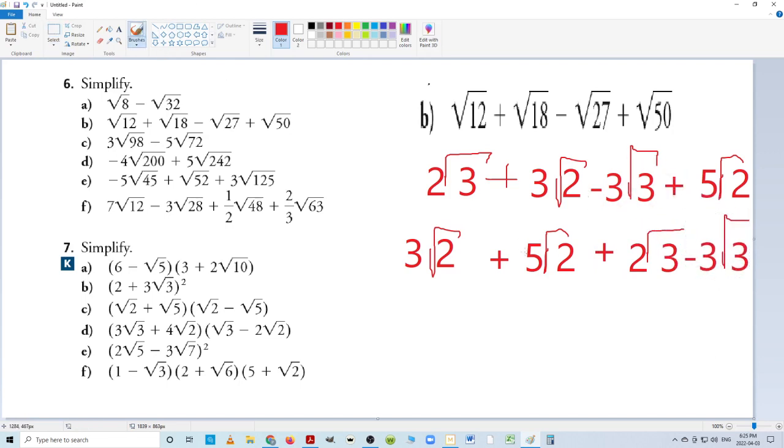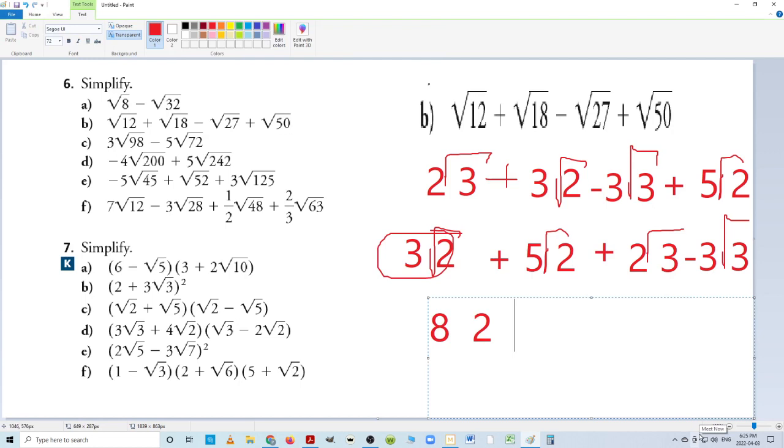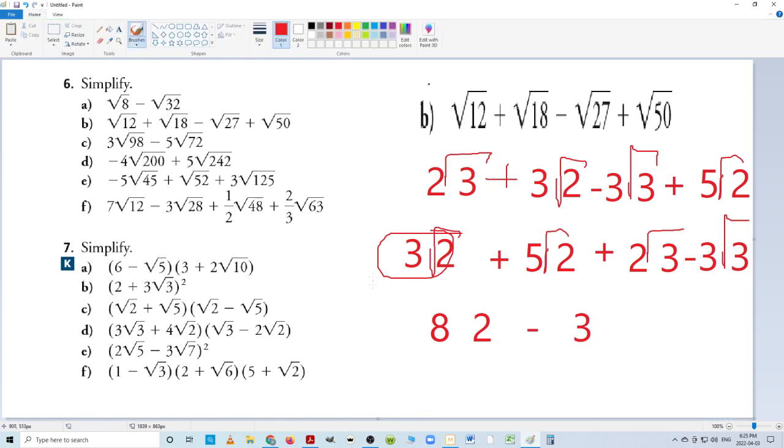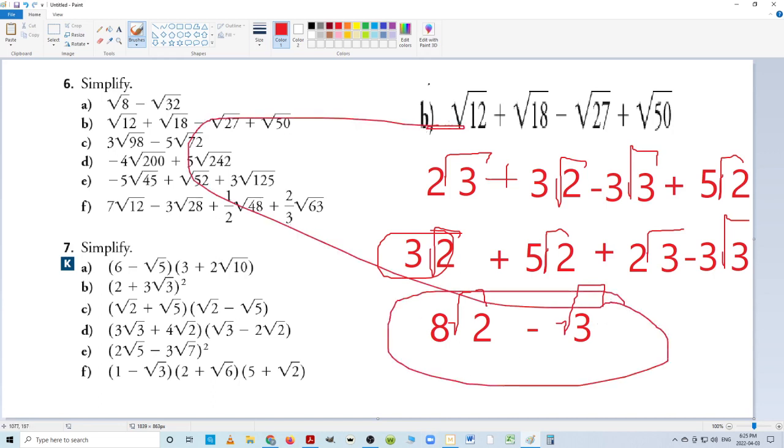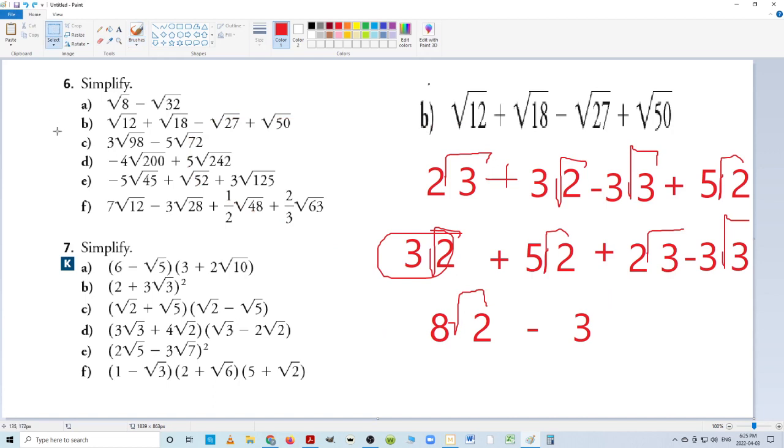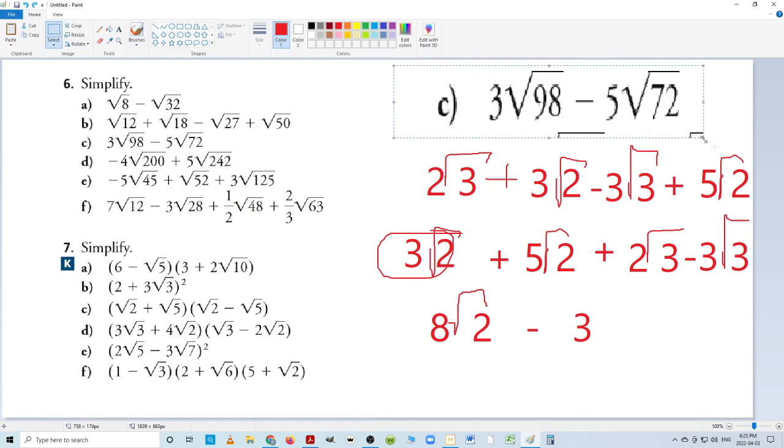So here I got 3 apples plus 5 apples, that's 8 apples. And here I've got 2 oranges minus 3 oranges, so that's minus 1 orange. So it ends up being 8 times the square root of 2 minus 1 times the square root of 3. Just like that. That's the simplest form of that mess. So they're all like that. Just focus on the square roots, because the only way you can add them is if they have a shared base.